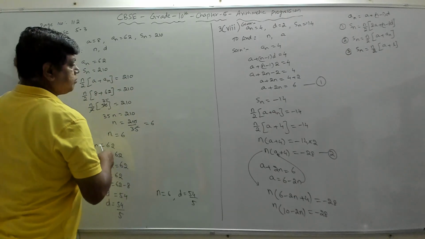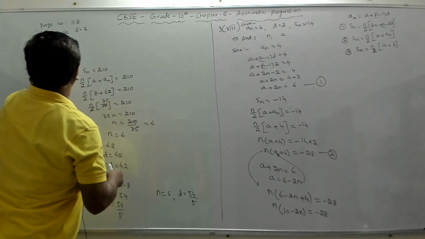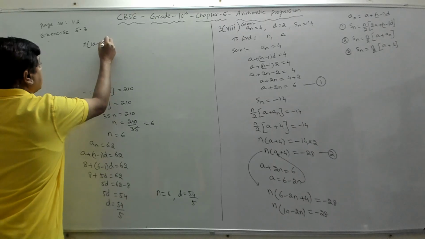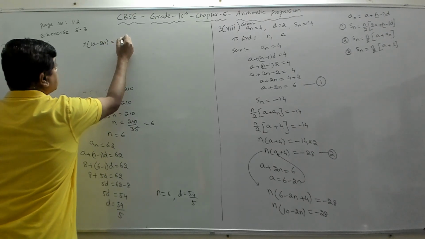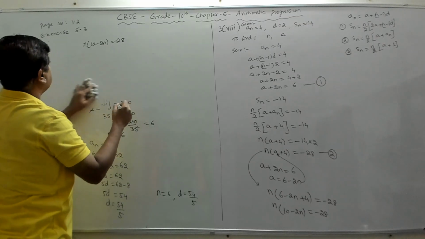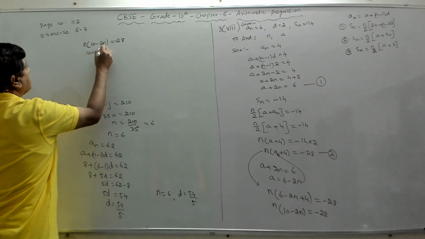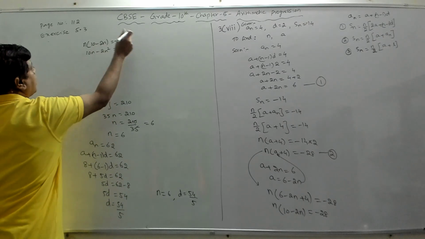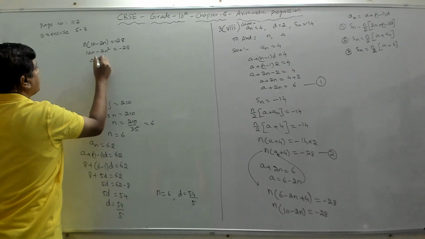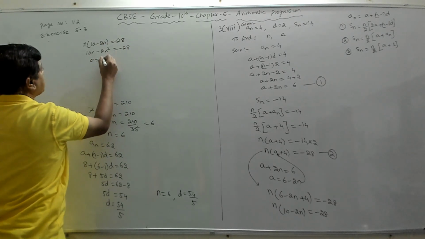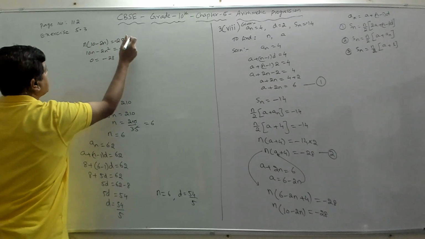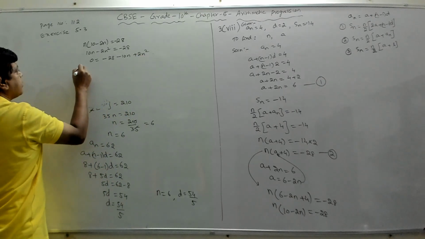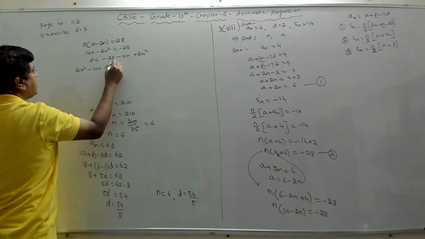Let me erase this. I am writing the same step: n into 10 minus 2n equal to minus 28. Now if you multiply, you will get 10n minus 2n square equal to minus 28. Now we will throw everything to the other side. So it will become 0 equal to 2n square, which goes this side, minus 28. 10n goes this side, minus 10n. This goes here, it will become plus 2n square. So I can write this as 2n square minus 10n minus 28 equal to 0.